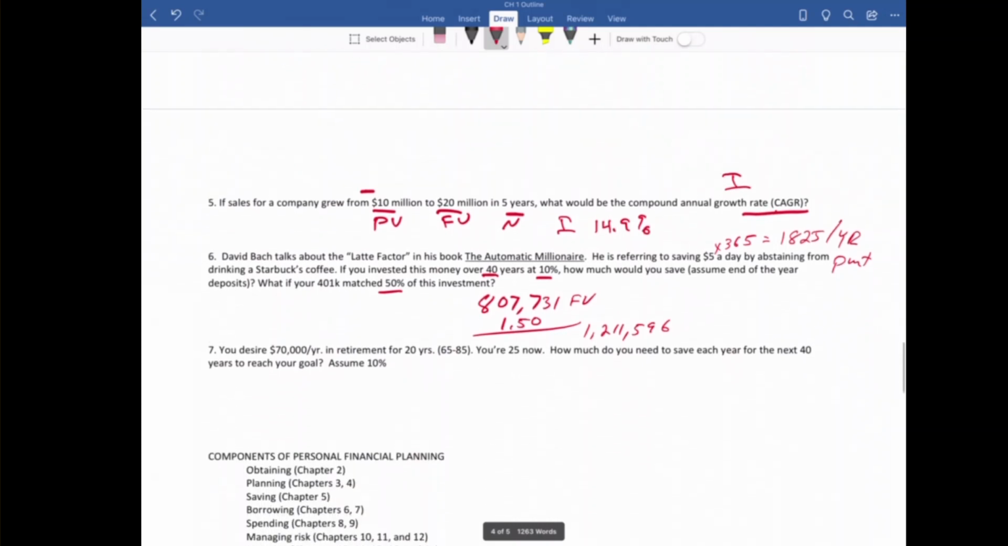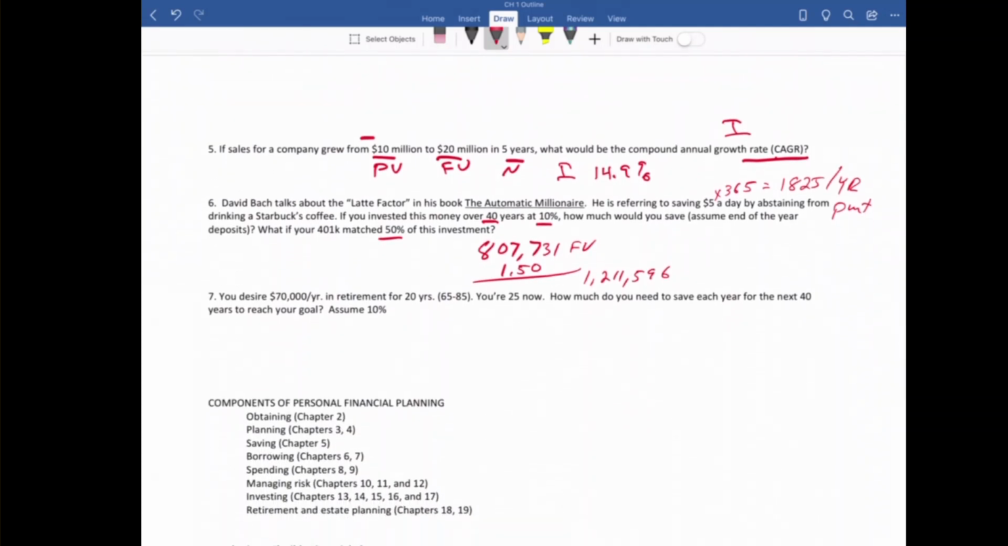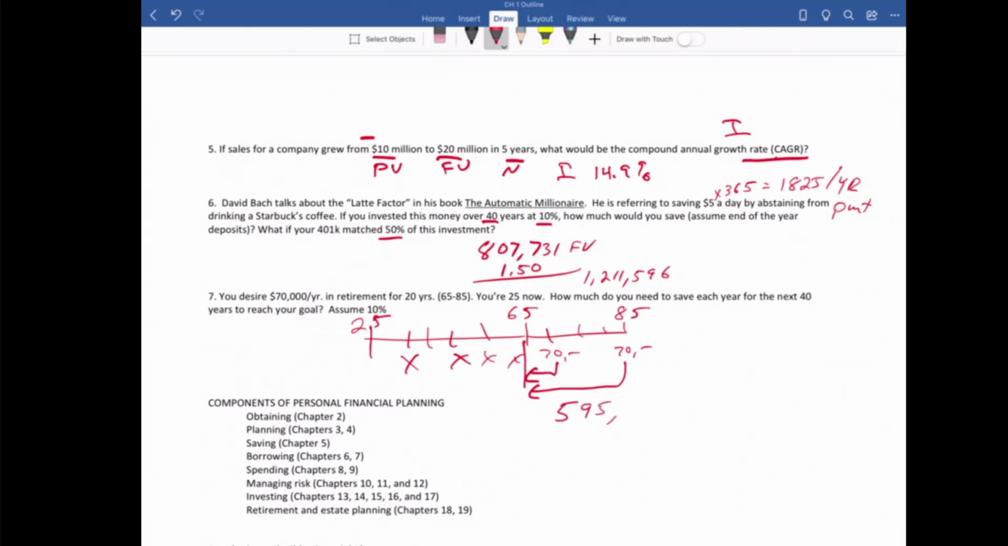If we desire $70,000 in retirement for 20 years, so we're going to have 70,000 a year for 20 years, and we want to know how much do we have to invest each year for the next 40 years. Okay, so we're 25 through 65 and 65 through 85 is what we're going to get in retirement. How much would you have to save each year? Well, the first thing is to bring all the 70s back to this point, and that would give you 595,949. Okay, and that would be a present value number. These are all your payments.